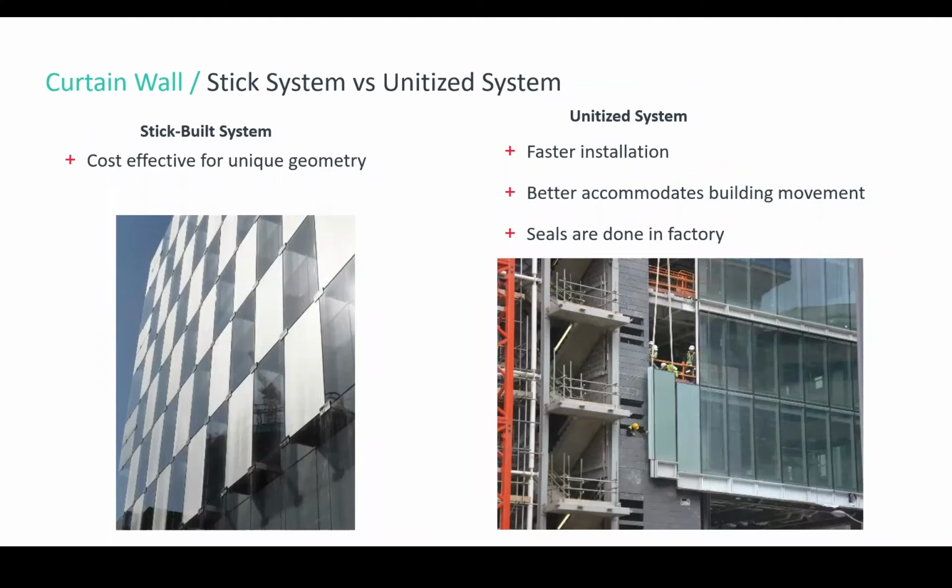Unitized systems, on the other hand, are done in a factory, and the seals are applied in the factory. And then as the units are shipped to site, they can be installed kind of like a puzzle, and it allows for faster installation, as well as better quality control, since the critical seals are applied in a manufactured facility and they can test them there.